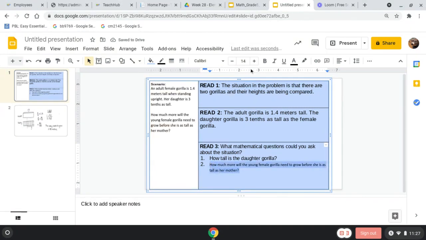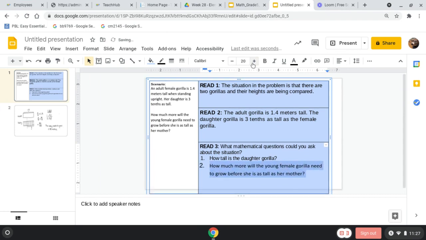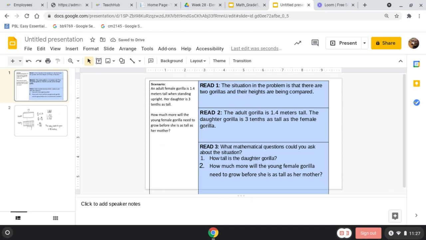Just making it a little bigger. Excellent. Okay, so we have our two mathematical questions. We were able to think about what the situation is that's occurring in the problem, and we also thought about what important quantities are represented in the problem. So now we will transition into that explanation and how we can actually execute this problem.